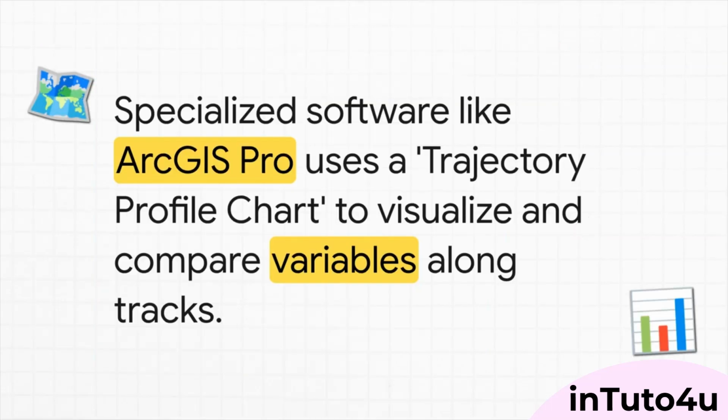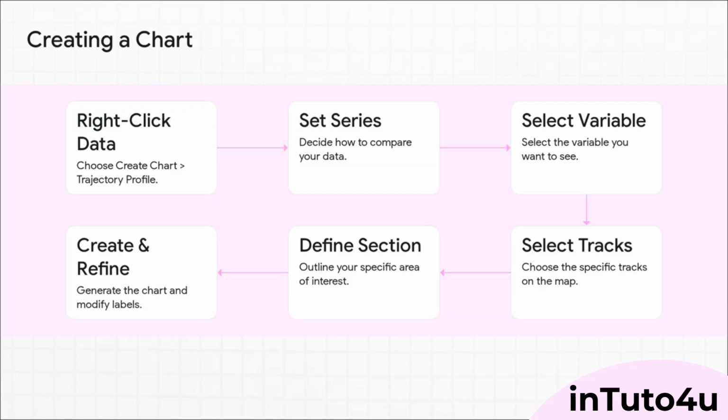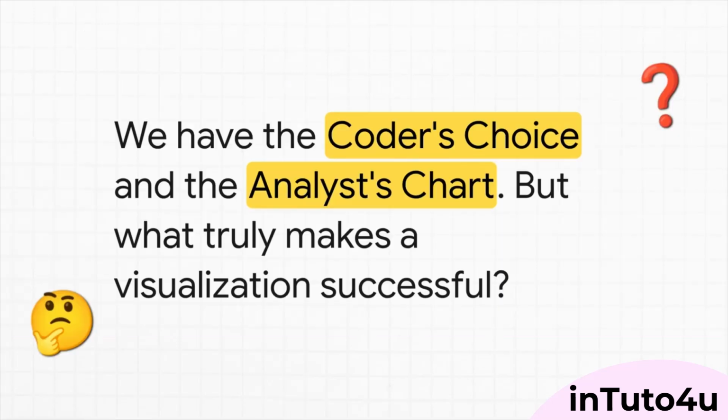And here's where you see the real power of a specialized tool. Instead of trying to build a plot from scratch, software like ArcGIS Pro just gives you a feature called a trajectory profile chart. It's built specifically to let you see variables along a track, or even compare variables across a bunch of different tracks at once. And just look how streamlined this whole process becomes. You literally right-click your data, you choose the chart type, pick the variables you want to see, tell it what area you're interested in, and boom, there's your chart. It takes what feels like a really complex task and makes it totally manageable, even if you've never done it before. So, we have the coder's choice and the analyst's chart.